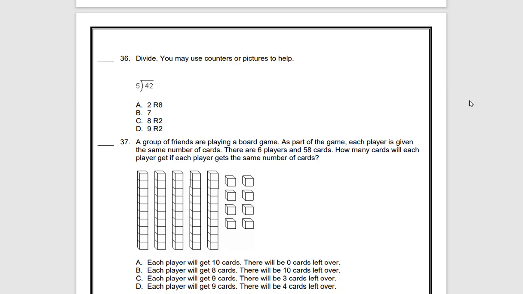So let's start with the first question. Abdullah Al-Qadi. Yes, teacher. Okay, my hero. The first question here is divide. And we need to divide 42 by 5. 42 divided by 5.